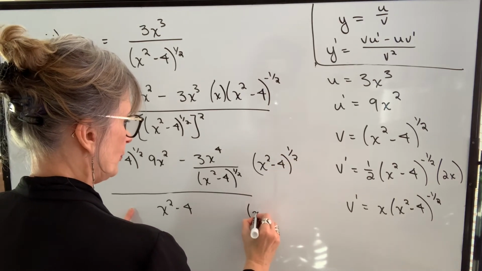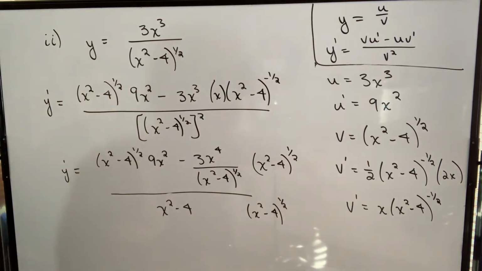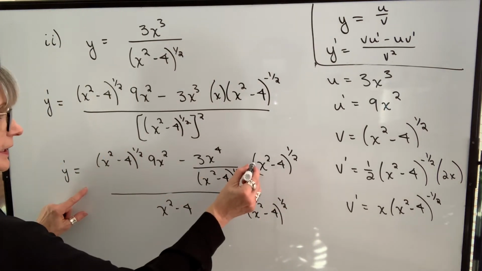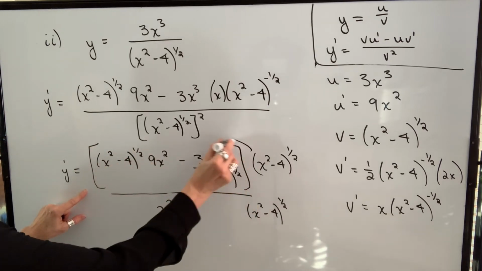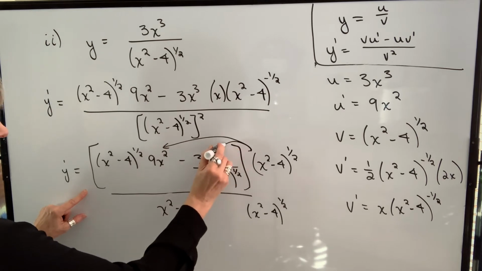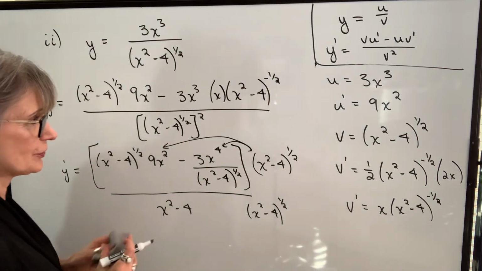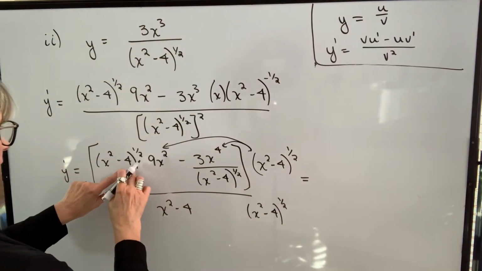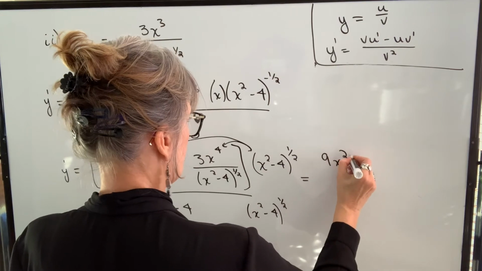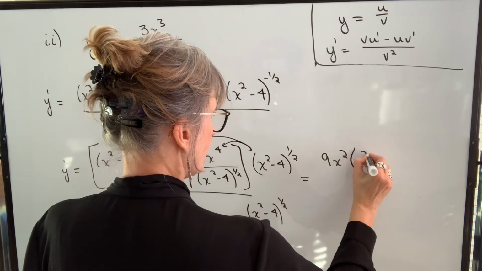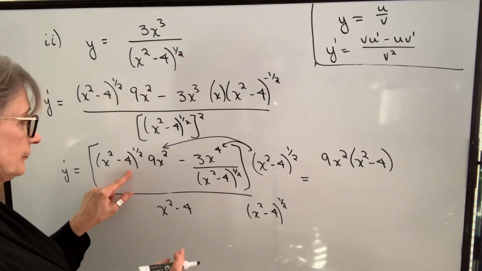And whatever I do to the numerator, I have to do the same thing to the denominator. Now, when I multiply this to the numerator, I have to multiply to every term. So I multiply to that, and I multiply to this. But it'll clean up really nicely. Just watch. So when I multiply this term by this, I will have 9x squared times x squared minus 4 to the power of 1/2 plus 1/2 is 1.